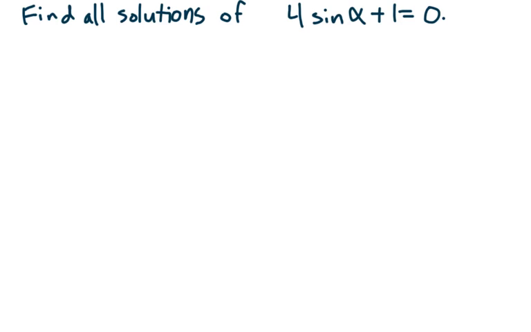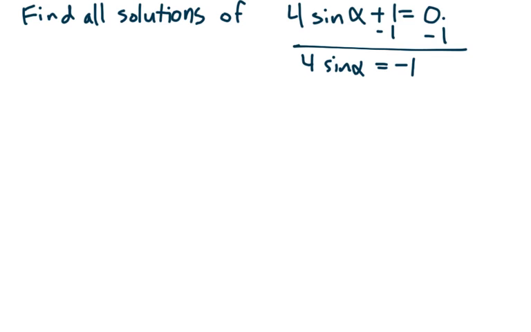So let's try another example, a slightly different one. Here's one where we don't have sine alpha equals a number. We have to get it into that form. We have to isolate the trigonometric expression. So that means if we've got two terms, we want to have one term per side. We want to move this term to this side. We want to subtract 1 from both sides. So 4 times sine of alpha equals -1.